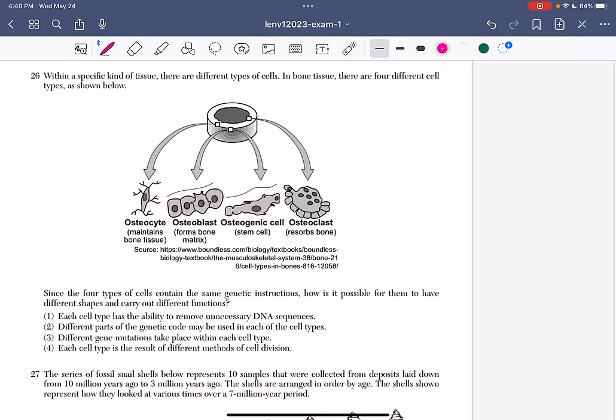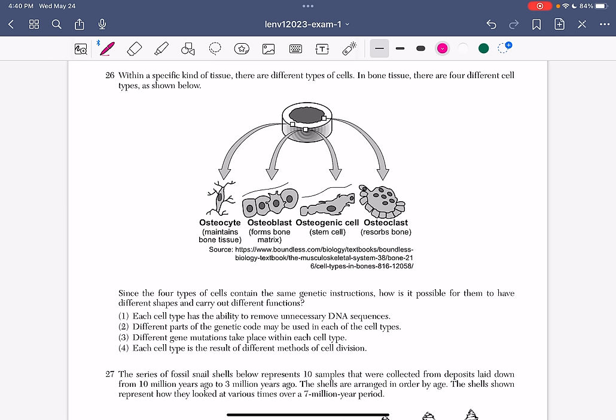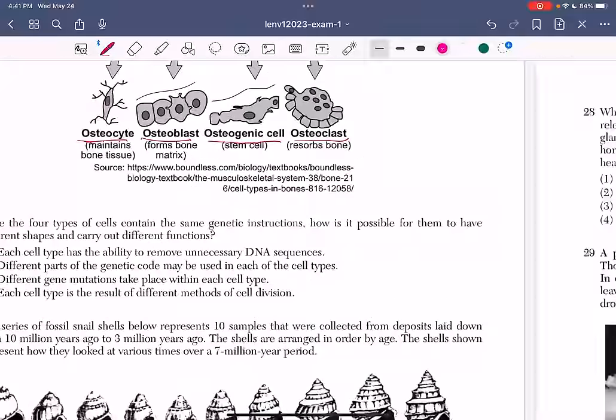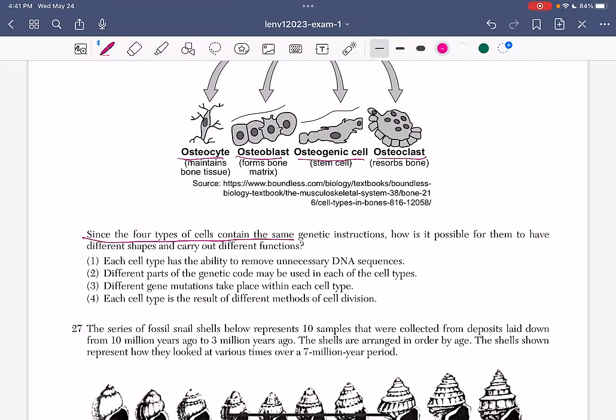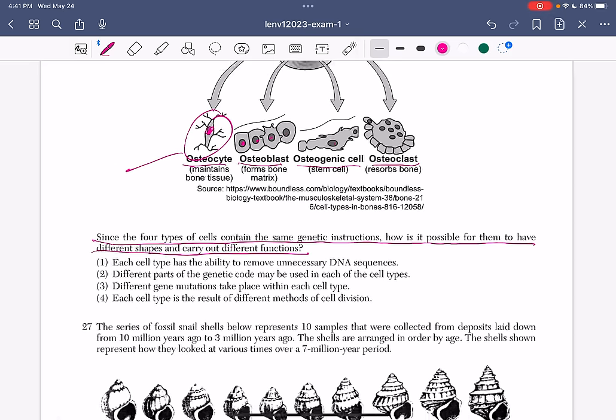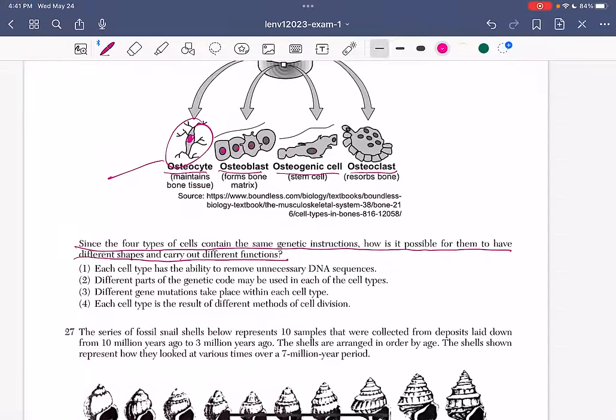Okay. Let's take a look here. Always read the directions. I know. You got to do it. Within a specific kind of tissue, there are different types of cells. In bone tissue, there are 4 different cell types shown below. Osteocyte, osteoblast, osteogenic cell, osteoclast. Since the 4 types of cells contain the same genetic instructions, how is it possible for them to have different shapes and carry out different functions? Even though they all contain the same DNA in all the cells, different cells have different genetic expression. So let's see which one speaks of that the best for number 26.